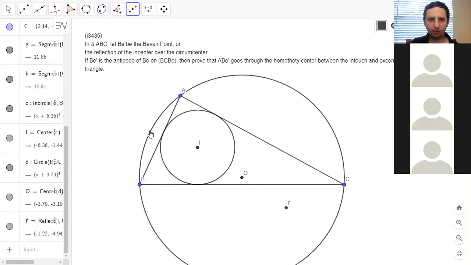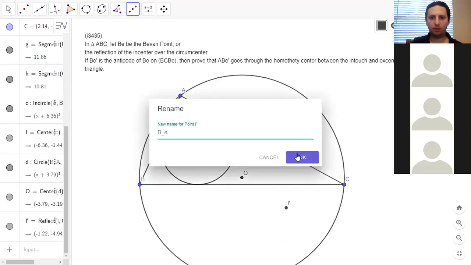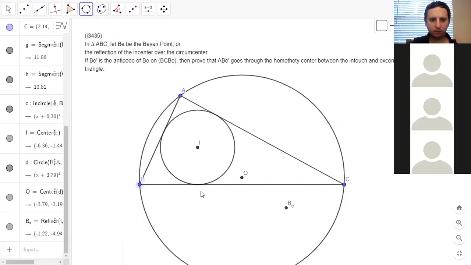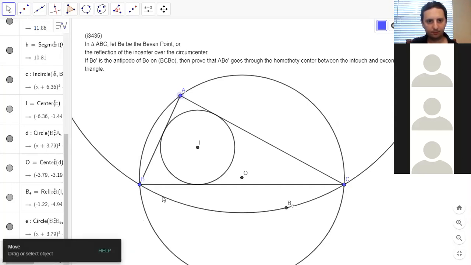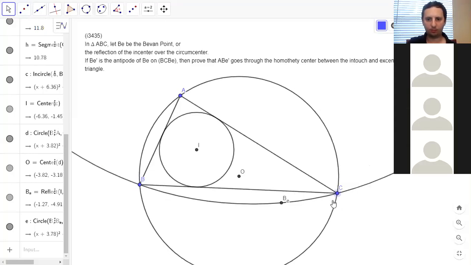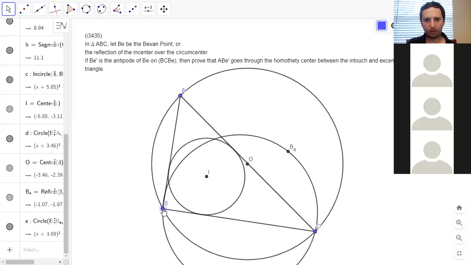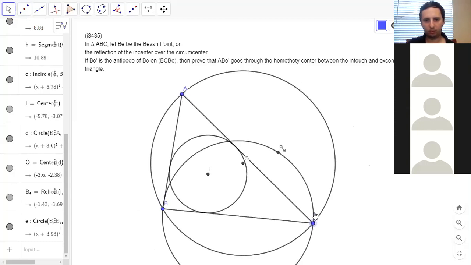So then we draw the circumcircle of, let's rename this BE. And then we draw the circumcircle of BCBE. And yeah, so let's change this around a little bit so that we can see more of the figure. My GeoGebra is just not working well today. Okay, so yeah, it probably looks a little better like this. It's more of a taller triangle.